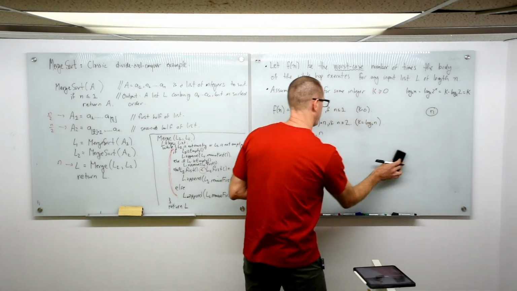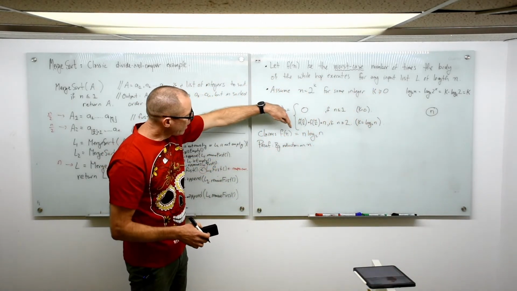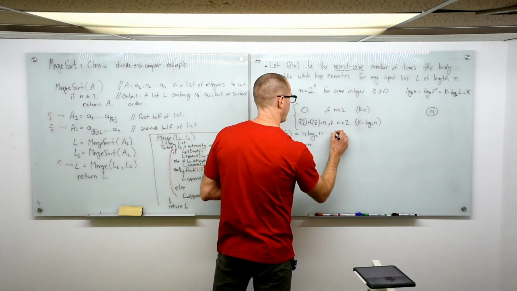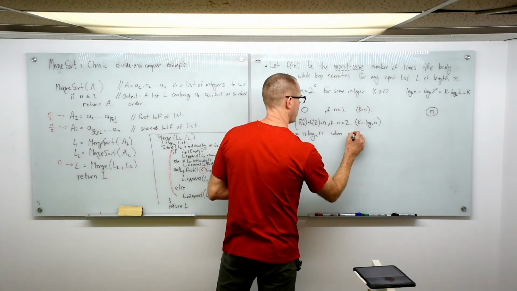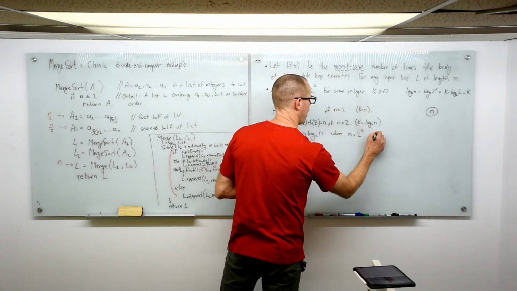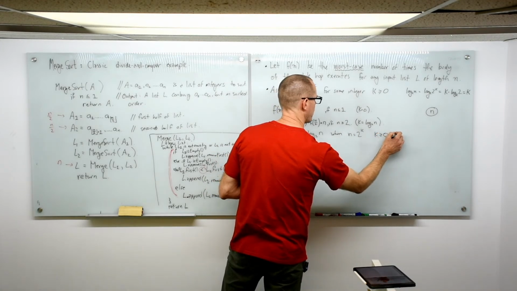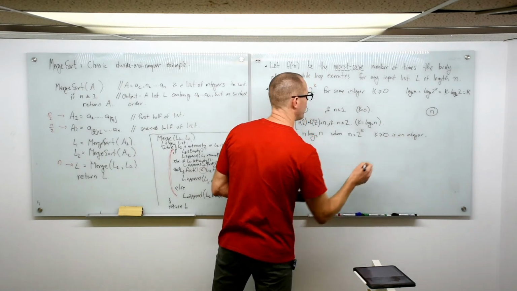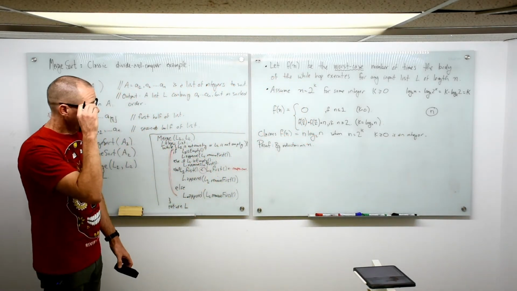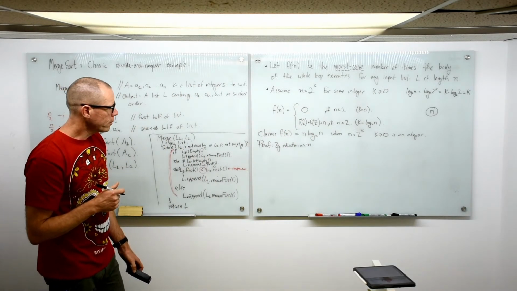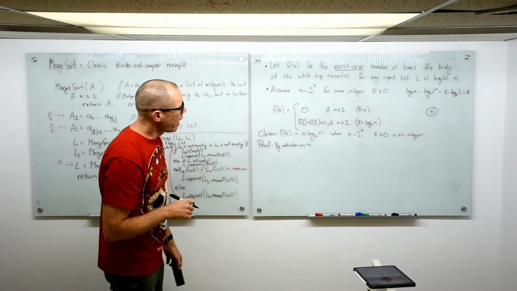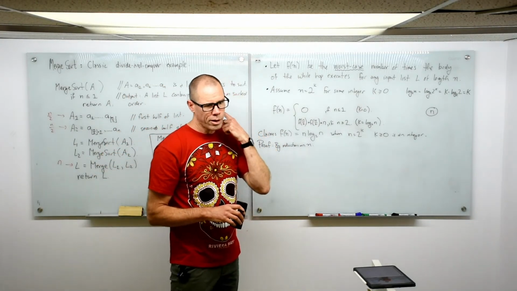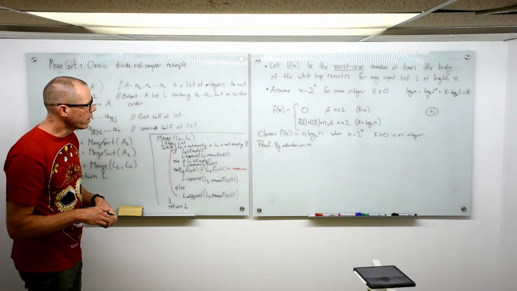And just to be super clear here, the claim is that f of n is equal to n log base 2 of n when n is equal to 2 to the k, and k bigger than or equal to 0 is an integer. This is only for the case when n is a power of 2. So we'll do this by induction on n, which turns out will also be by induction on k, but let's think of it in terms of n now.